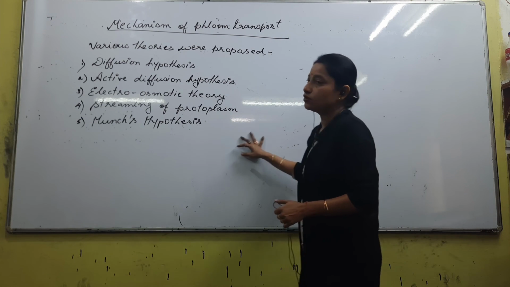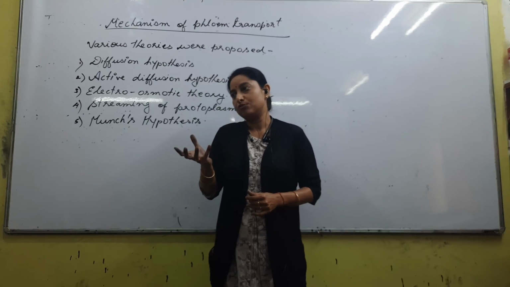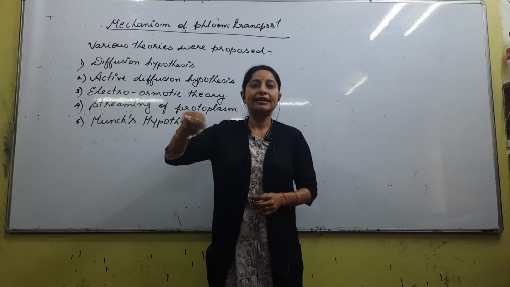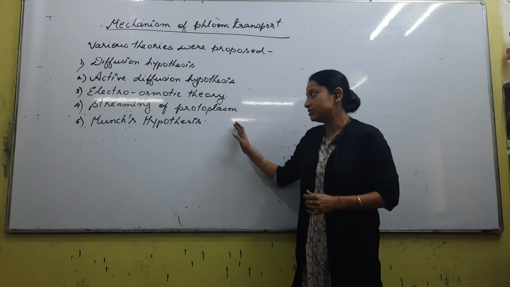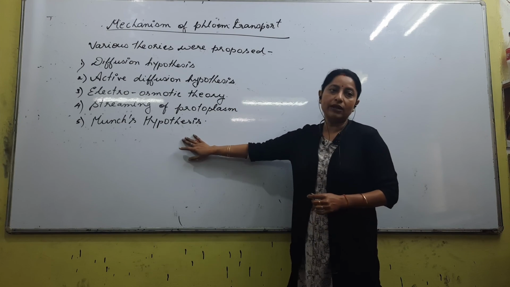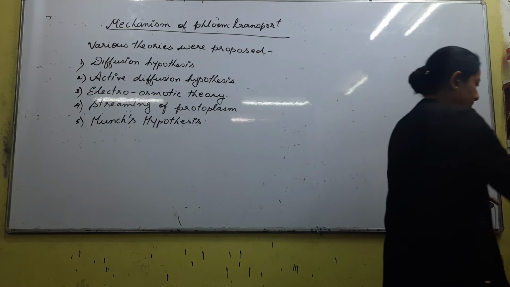Next is streaming of protoplasm. We know every cell has continuity and the inside portion is called protoplasm. From one cell to another cell there is a streaming movement. So that is the way the food gets transported. But we need to talk about only one thing, that's Munch's hypothesis. So write the heading: Munch's hypothesis.